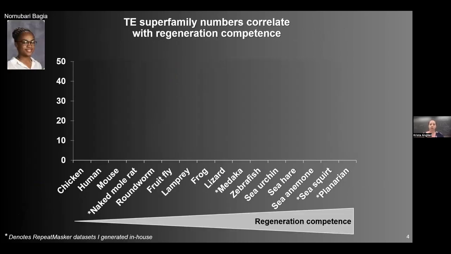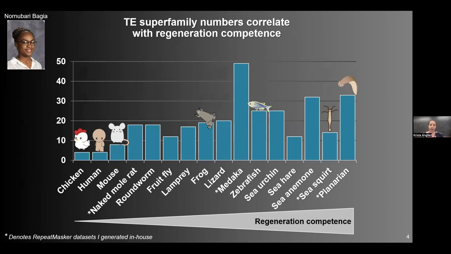So with the help of a very talented undergraduate, Nornubari Bacha, we first sought to determine if there was a correlation between an organism's regenerative competence and the number of potentially active transposons present within their genomes. So we started first by ranking a short list of organisms in relative order of regeneration competency, with the least competent to the left and the most competent to the right. We then compared their genomic transposon profiles using publicly available RepeatMasker data. And by counting the number of transposon superfamilies with less than 2% sequence divergence within each genome, we identified an increasing trend in the total number of potentially active transposons in each genome. These data suggest that there may be a potential correlation between regenerative competency and transposon activity.